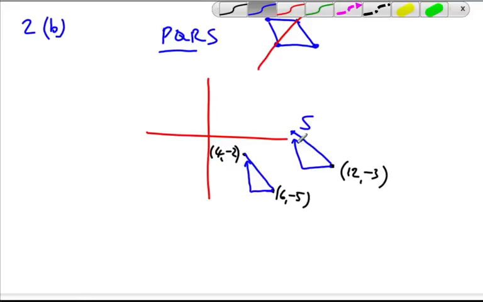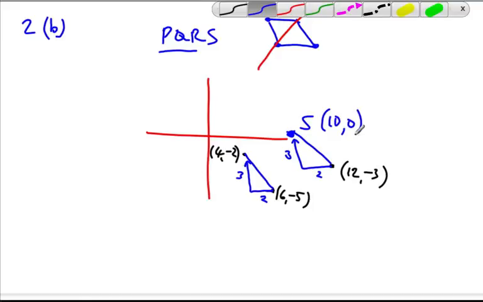So this guy's at 6, -5, and that's at 4. So that's a shift of 2 to the left and 3 up. So this guy, a shift of 2 to the left and 3 up, must take me to S. Otherwise, it's not a parallelogram. That's how I found where S was, using the logic that they must be parallel. So 2 across to the left, 3 up, takes me to 10, 0. And so S is 10, 0.